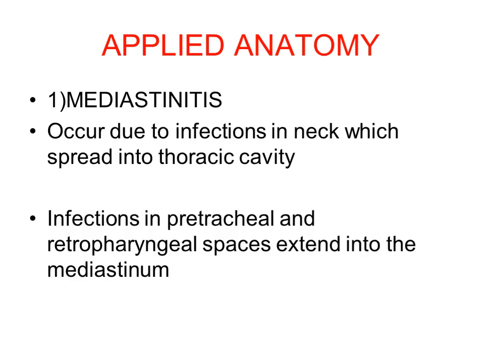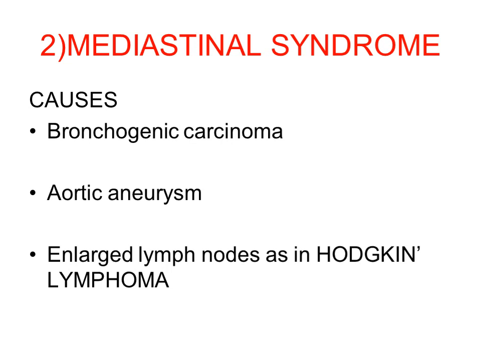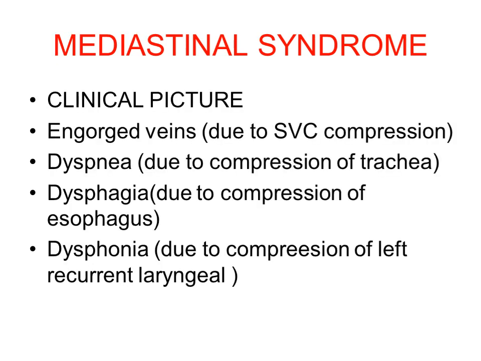Coming to the applied anatomy, you should be aware of the term mediastinitis, which is the infection of mediastinum because of any pathological condition in neck, and this infection spreads into thoracic cavity. Infection in pretracheal and retropharyngeal spaces extend into the mediastinum, as we have discussed earlier. Cause can be bronchogenic carcinoma, aortic aneurysm, enlarged lymph nodes, as in Hodgkin's lymphoma.